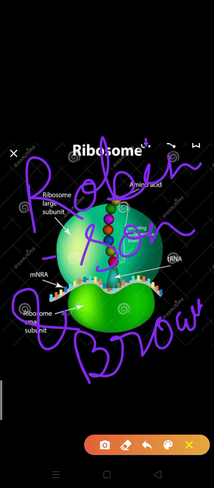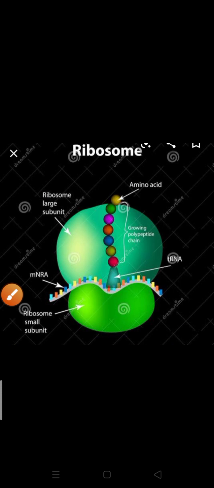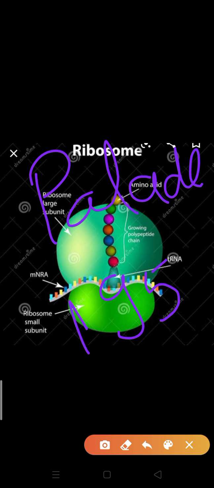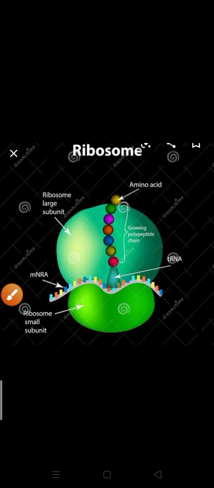The ribosome name was given by, and it was first observed in particle form by, a scientist named Palade. So the ribosome name was given by Palade in 1955. That is the historical background of the ribosome.